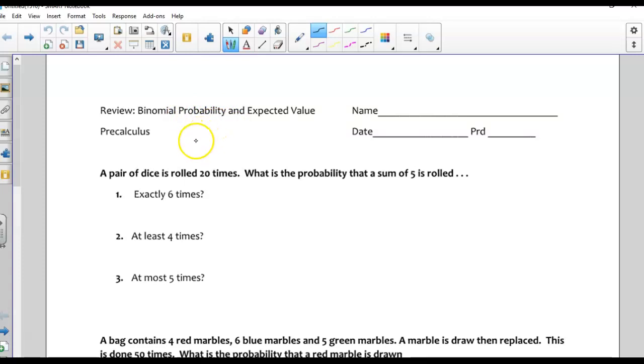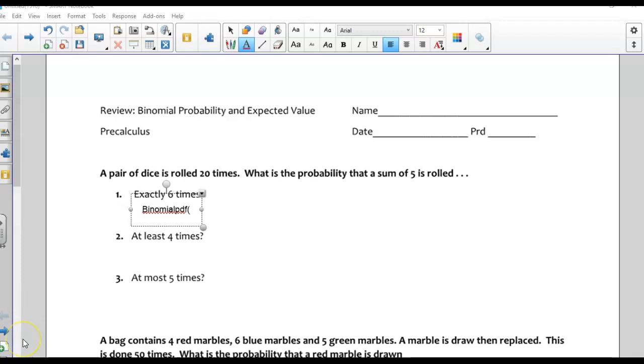Number one, a pair of dice is rolled 20 times. What is the probability that the sum of 5 is rolled exactly 5 times? Exactly tells us we're going to do a binomial PDF. First, what's the probability of rolling a pair of dice? We know we're going to roll 20 times, so we have 20 trials, but we have to figure out our actual probability.